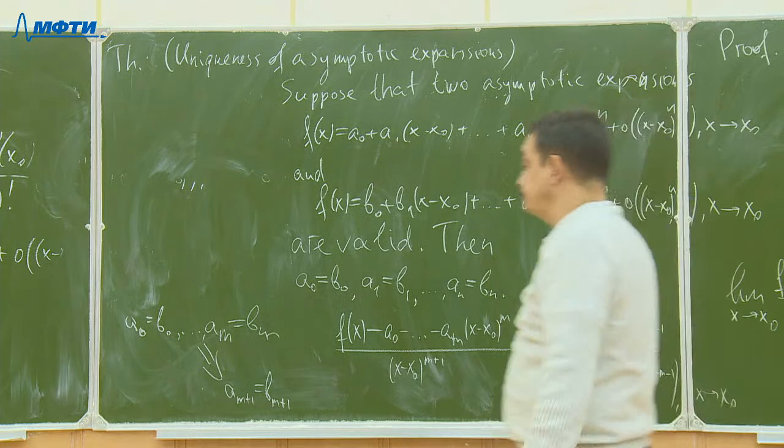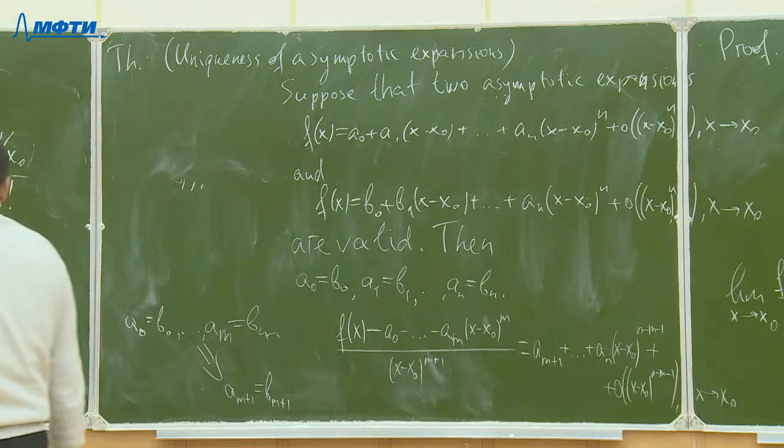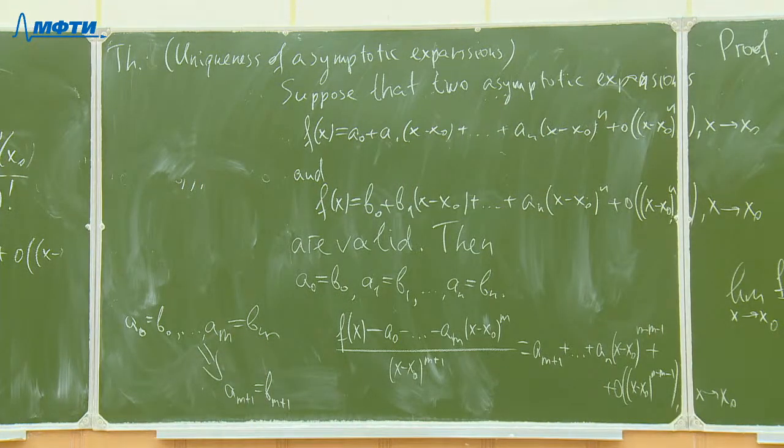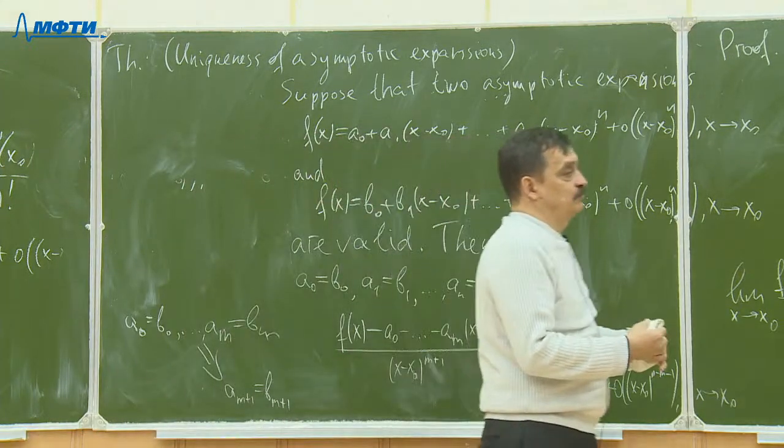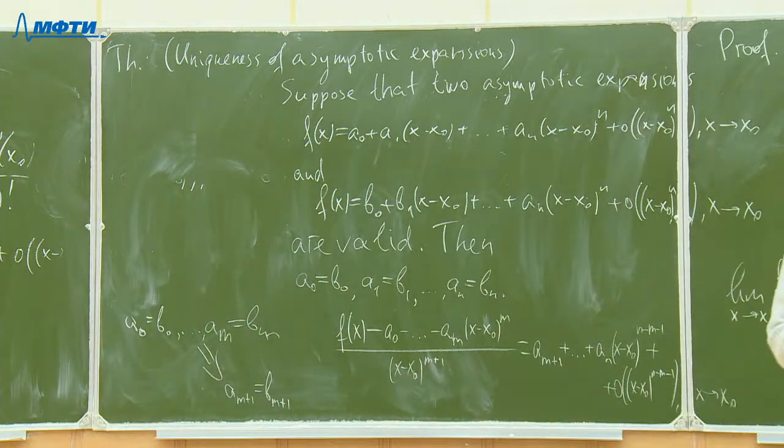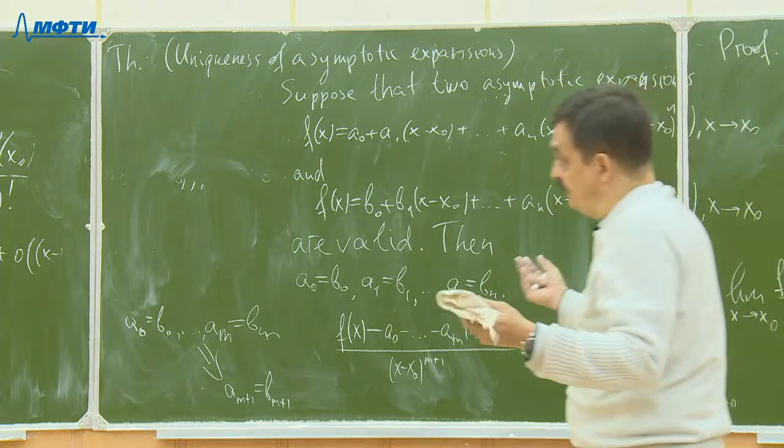So this is the end of the proof. So it means that there is only one asymptotic expansion of such a kind, if it exists, of course, if any, right?